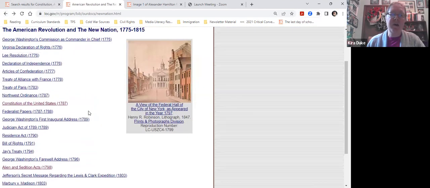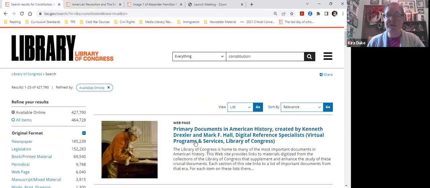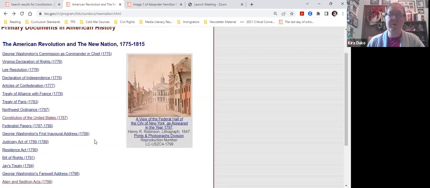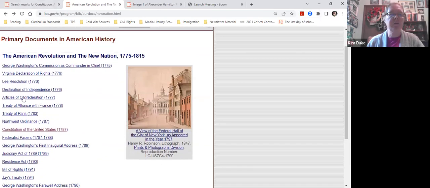So like I said, if you start out by doing a search for Constitution, the first thing that's going to pop up is going to be this right here, where you can find those research guides for all of these different primary source documents that are going to be important in your standards.